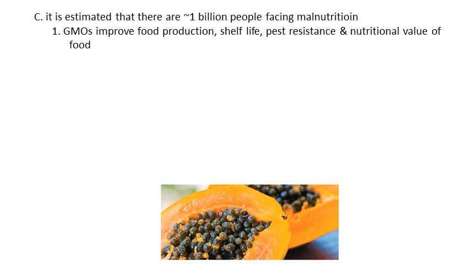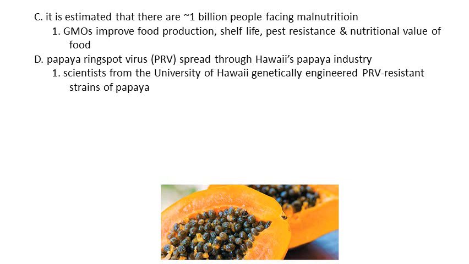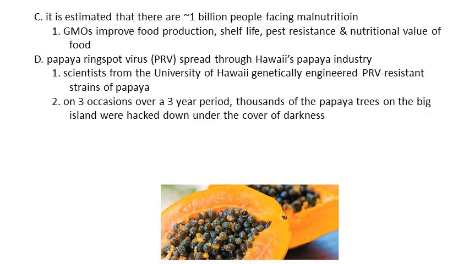Now, one example of this has to do with papaya ring spot. Papaya ring spot is caused by a virus, and it started making its way through Hawaii's papaya industry. And scientists at the University of Hawaii were able to genetically engineer a papaya ring spot virus resistant strain of papaya. So that pretty much stopped the viral infections.